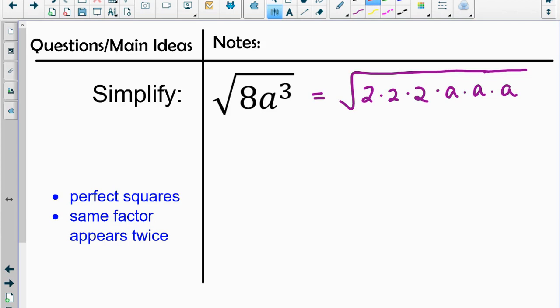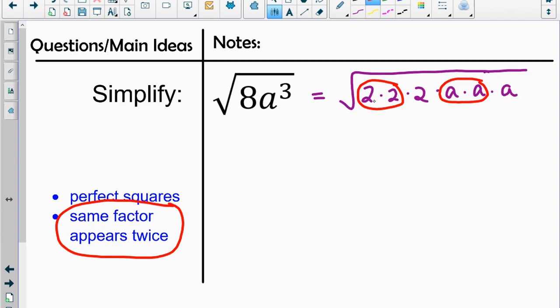And remember, with perfect squares, another definition of perfect squares is having that same factor that appears twice, whether it's a number or a variable. So if I have 2 of the same thing, I can count that as a perfect square, which means it can be simplified out of the radicand.